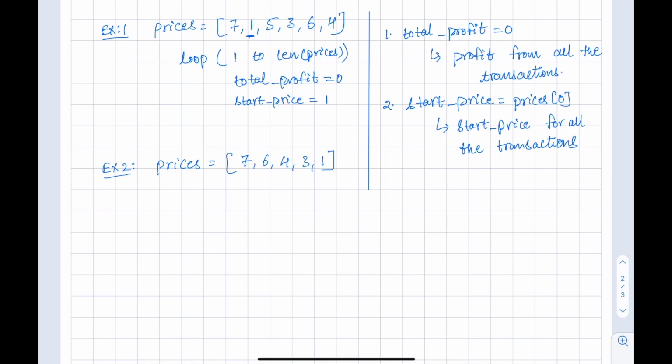Now on day 3, the price of the stock is 5 and my start price is only 1. So if I make this transaction, I can make a profit of 4. Then I'm going to update the start price again, because my start price now is going to be 5, which means you have sold your stock and also purchased the stock on day 3. Then you go to the next day, day 4.